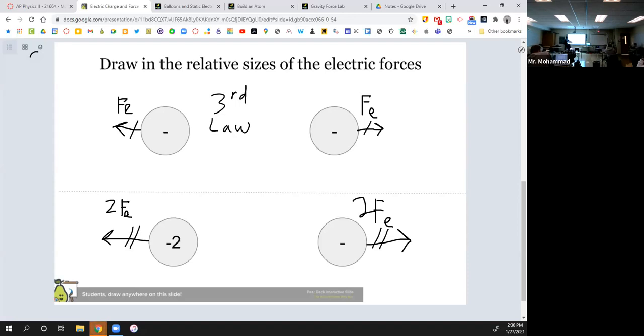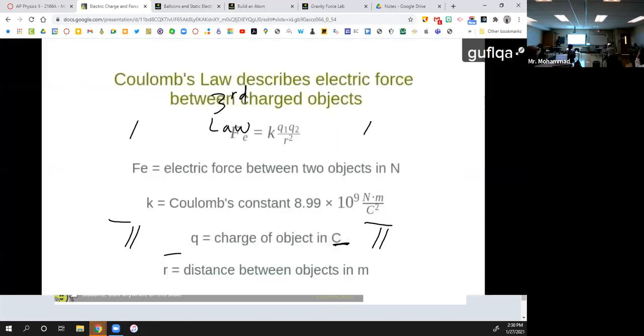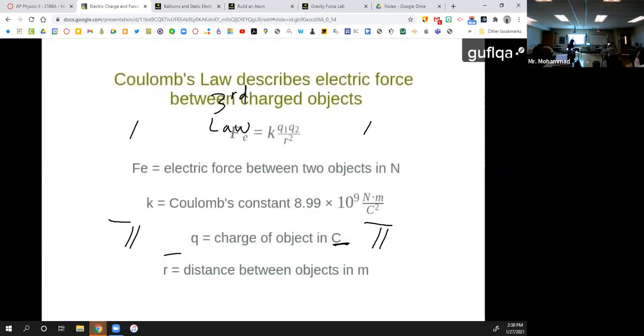So you know this one on the left is twice as big as this one. They still have the same repulsive force on each other. So if you calculate this one, you automatically know that one too. So it's not a matter of having to calculate each of those separately. And the way we calculate that is with Coulomb's law.